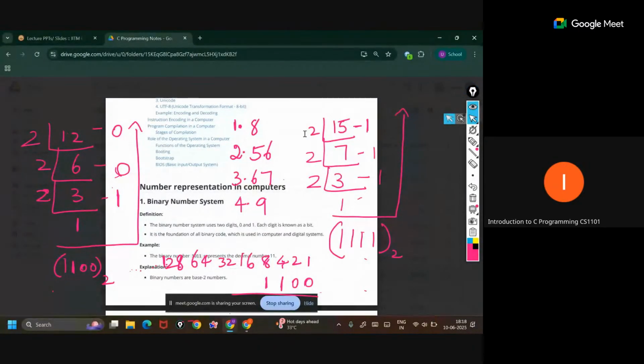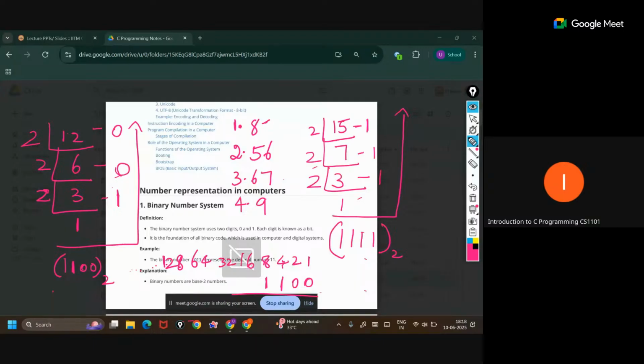So for 8, what is the value? For 8, we have the value 1000. Next, for 9, it's 1001. And for 10, it's 1010. And for 67, this is 1000011. Is it so? Yes, ma'am.